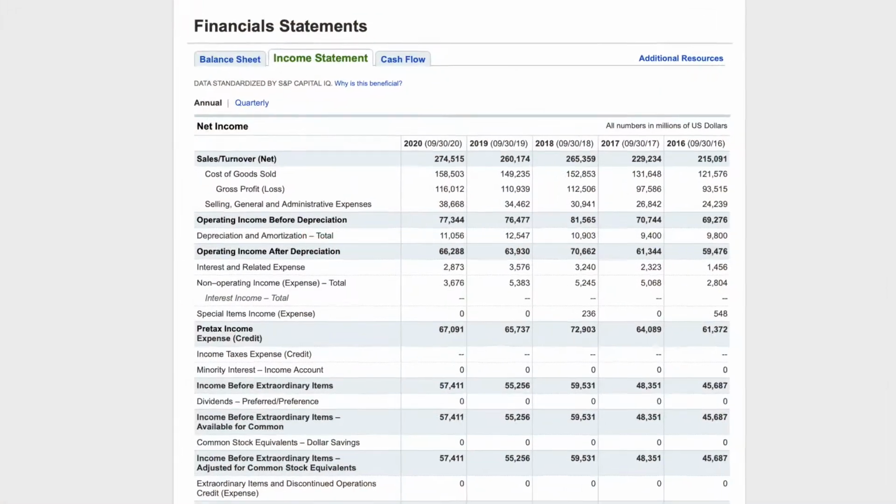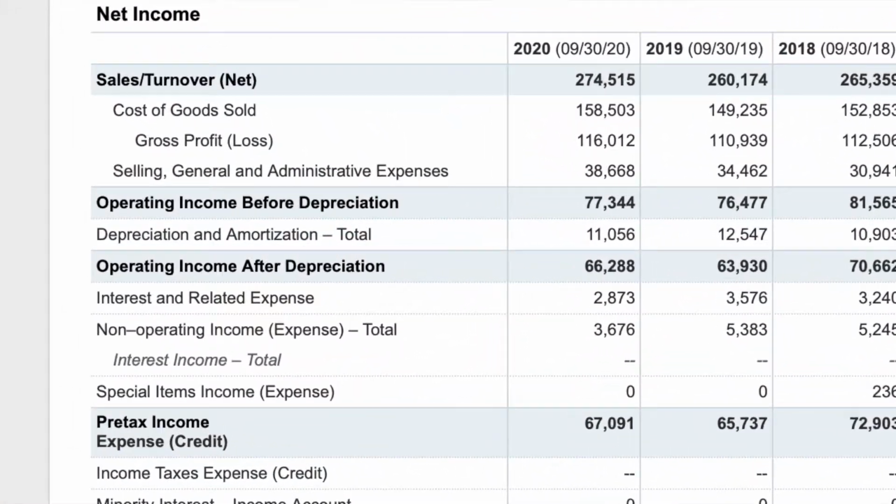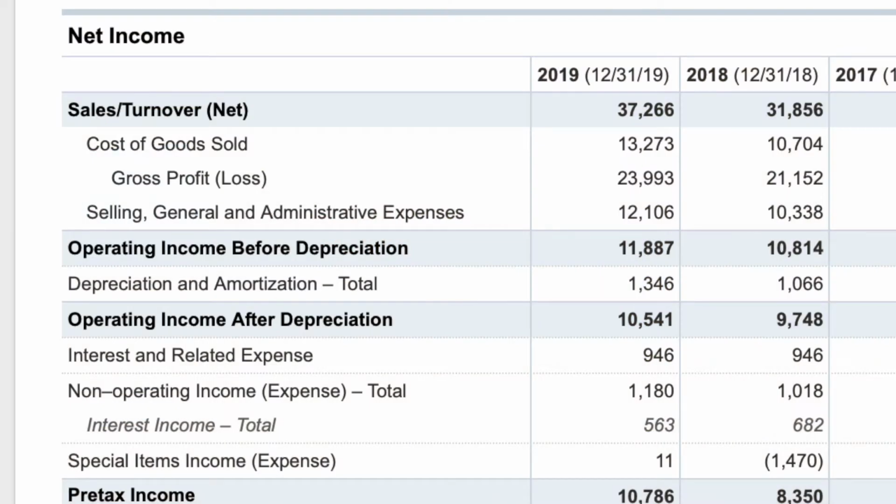So when we subtract depreciation and amortization, company A spent $11 billion in 2019 versus company B, which spent $1 billion in 2019 on depreciation and amortization. So when we subtract that, for company A we're left with $66 billion, and for company B we're left with $10 billion, right? Then you have interest and related expenses.